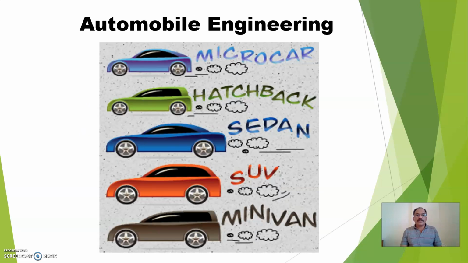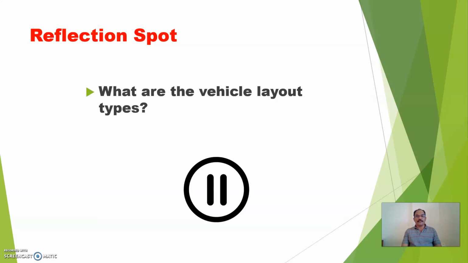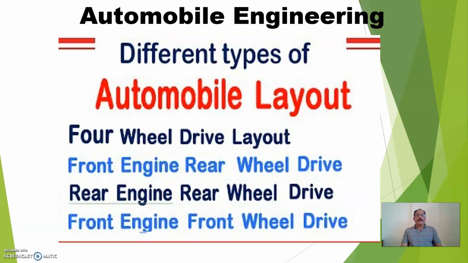Some pictures can clear your idea of which type of car is a hatchback, sedan, or SUV. You can observe these cars on the road, as well as minivans. So we can classify on that basis. Now, what are the vehicle layout types?